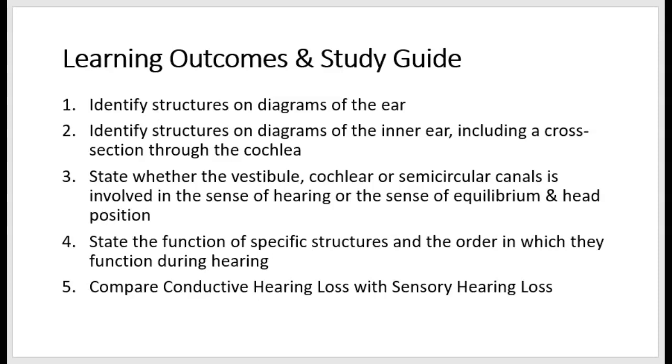We'll learn that there's a region called the vestibule, the cochlea, and then another region called the semicircular canals, and each of those perform a different function. And then number 4, notice that it says we're going to look at the function of certain, very specific structures, during hearing. And then number 5, we'll talk about hearing loss a little bit.